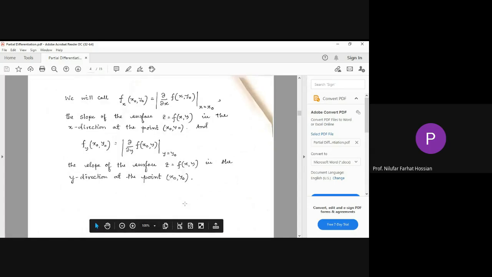Okay, one thing more, we call this partial derivative with respect to x the slope of the surface. Actually, it was the slope of the tangent to the surface, but in general, we say it like this. When we perform the derivative with respect to x, we say that it is the slope of the surface z equal to f of xy in the x direction at the point x naught y naught. Similarly, fy at x naught y naught, this is the definition, this is the other notation, and it is evaluated at this point. It will be the slope of this surface along the y direction at a particular point x naught y naught.